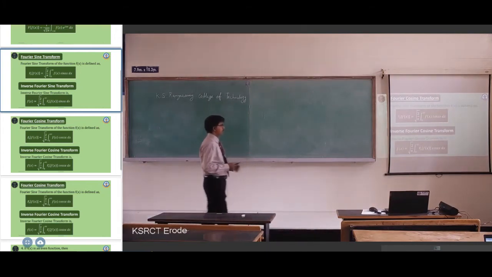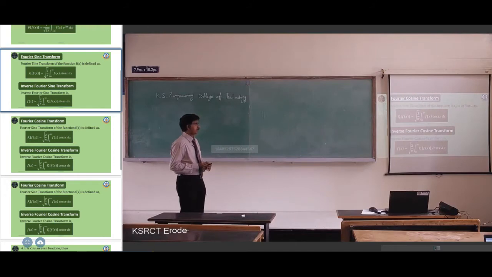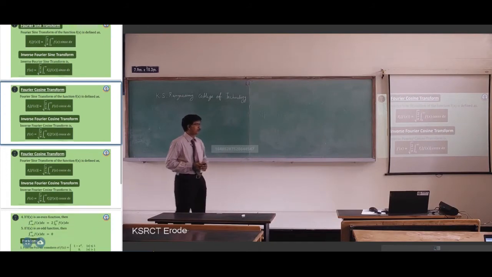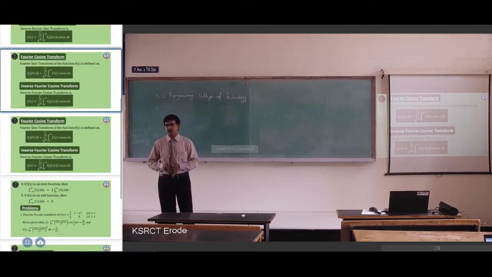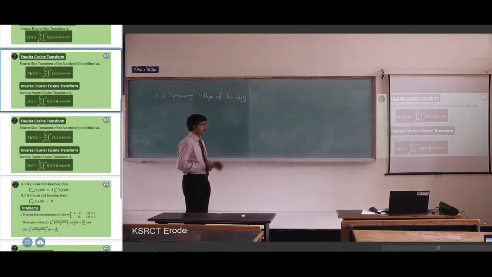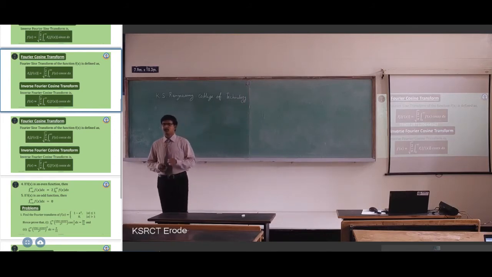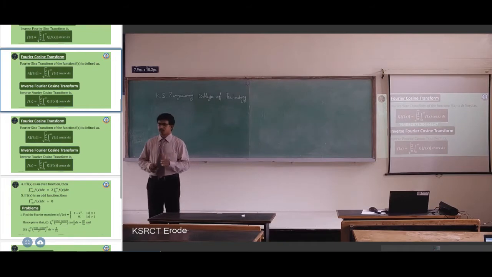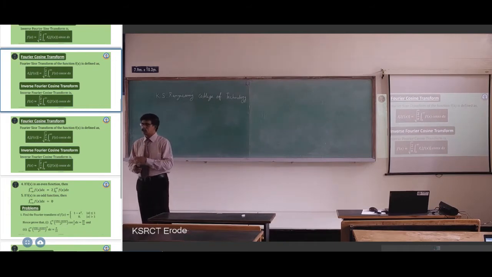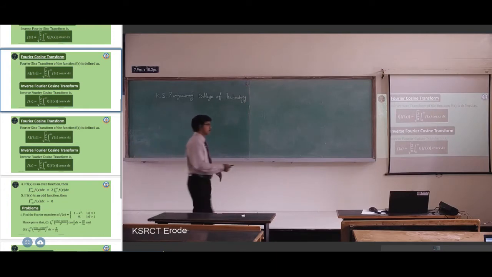Then Fourier cosine transformation is nothing but Fc of f of x is equal to root of 2 by pi integral over 0 to infinity f of x into cos sx dx. And the inverse format is f of x is equal to root of 2 by pi integral over 0 to infinity Fc of s into cos sx ds. So we have to consider the given function in the form of x. Then we have to transfer that into the variable s. This is nothing but transformation.